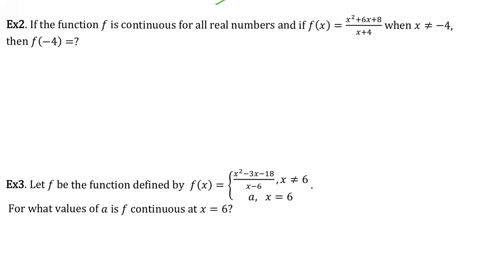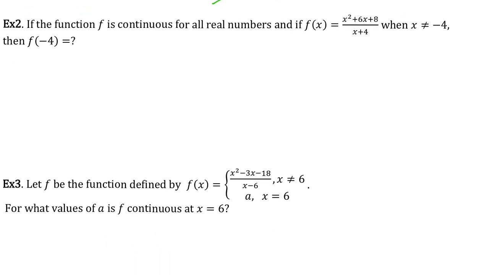If the function f is continuous for all real numbers, and if f of x equals x squared plus 6x plus 8 over x plus 4 when x is not equal to negative 4, then what's f of negative 4? This is saying x can't equal negative 4. But it's also telling me that this is a continuous function. So kind of like in part C of the previous step, we have to fill in the blank to figure out what we want f of negative 4 to equal so that it will be a continuous function.